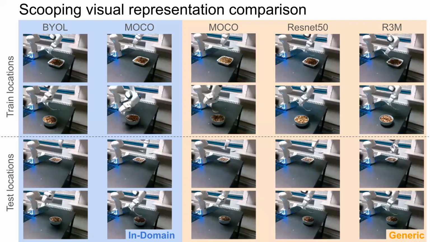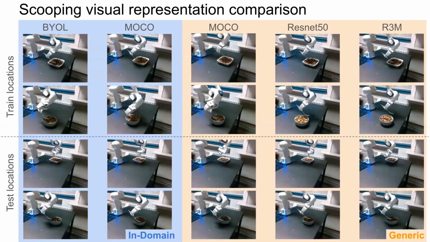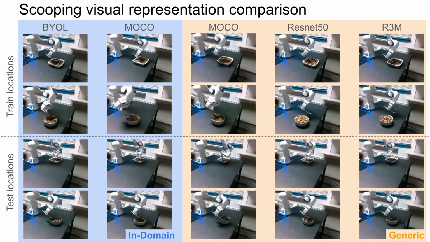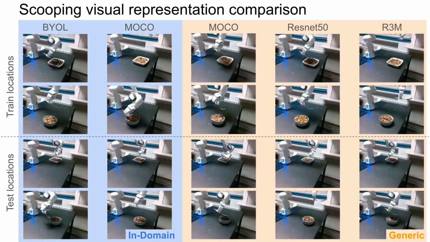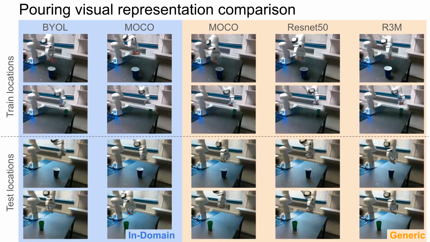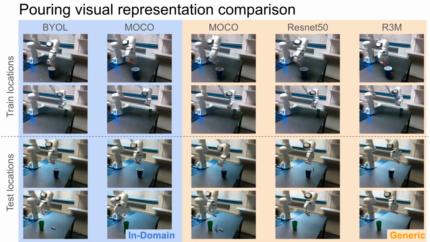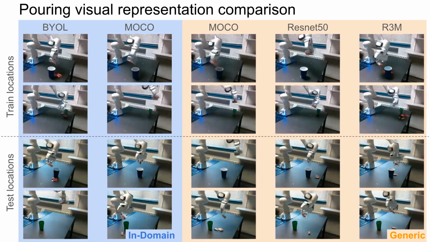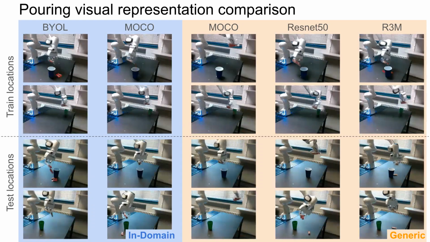Here we show evaluations of BC with each representation. The best performing ones are the 2 in-domain models on the left. Pouring requires more location precision than scooping. All methods see a small performance drop moving from train object locations to unseen test locations.